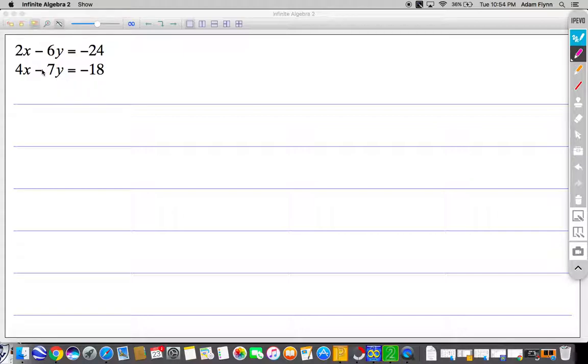So looking at my top equation, I have 2x minus 6y equals negative 24. So looking at this one, 2 is a factor of negative 6 and negative 24. So because of that, I'll try to get this x by itself, because I know when I end up dividing by 2, I won't be dealing with any fractions. So I'll rewrite this equation first off.